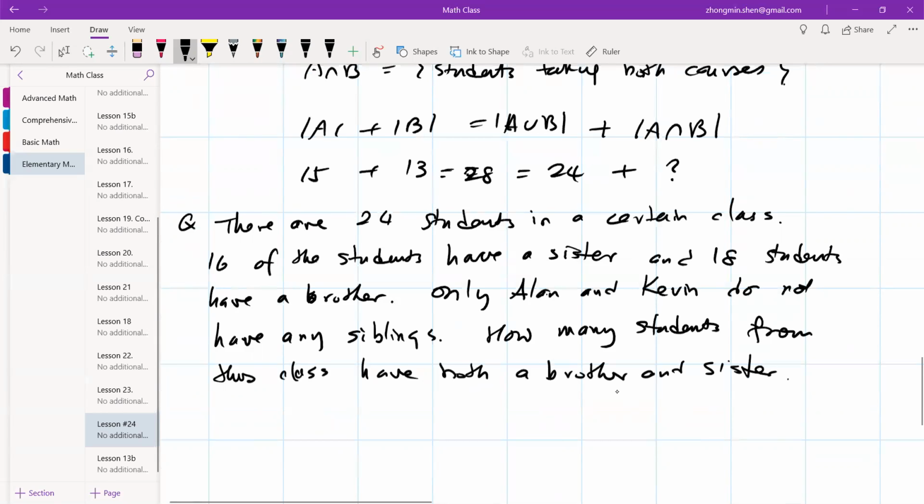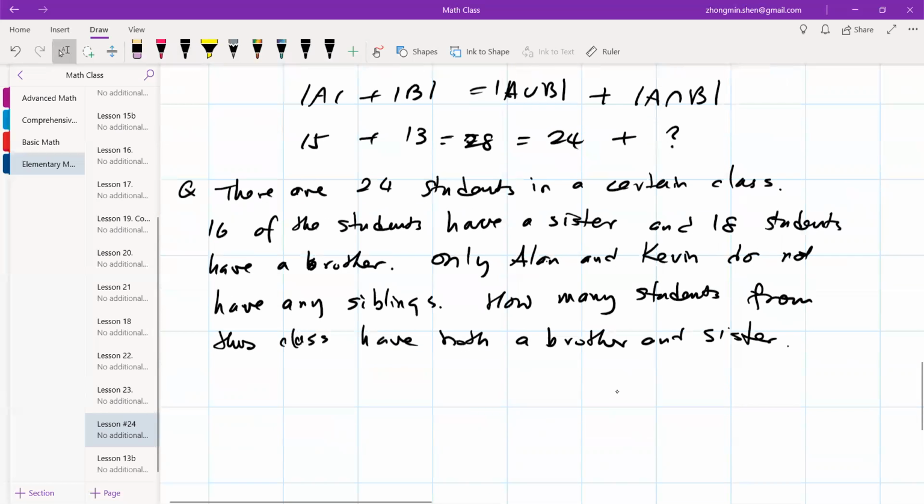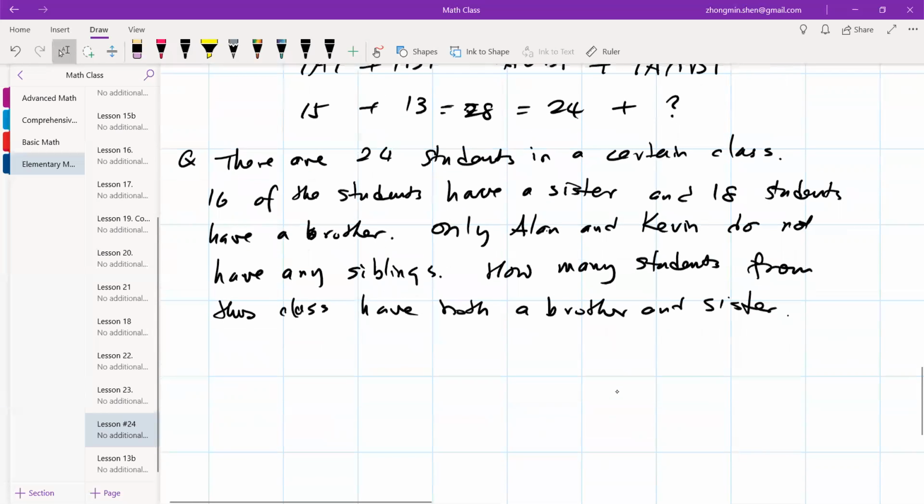Okay. So first of all, the only change here is you have to exclude these two students because they don't have brothers and sisters, right? So B is the class of students having brothers, okay?